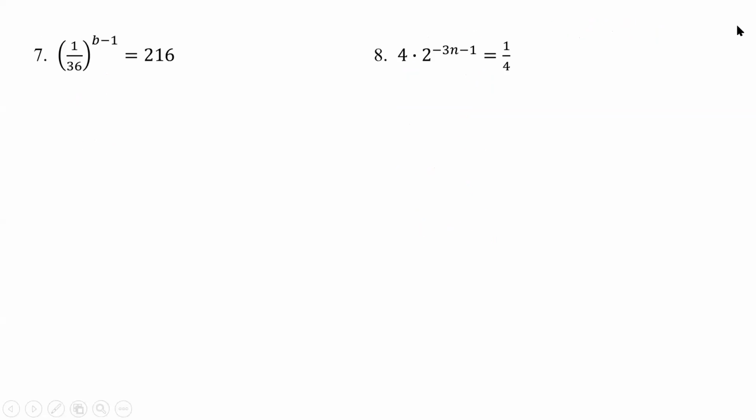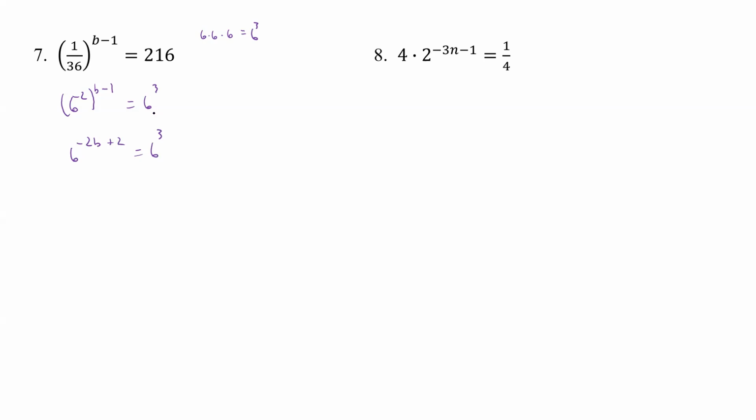All right, what about this one? Here we have 1 over 36 again. Here we have 216. Well, remember we said that was equal to 6 to the negative 2 before, and that's b to the b minus 1. So now, can we make that into a factor of 6? Well, 6 times 6 is 36, times 6 is 216. So this is 6 to the 3rd. And so let's multiply this out. That's going to be 6 to the negative 2b plus 2 equals 6 to the 3.